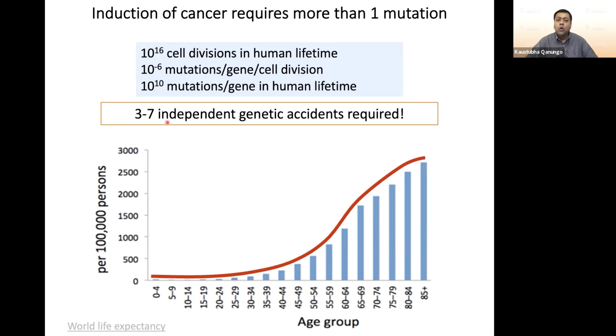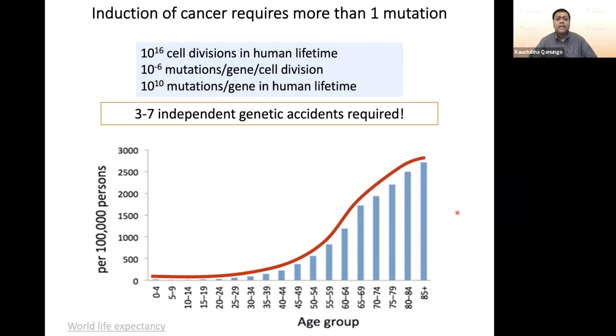And these are all independent genetic accidents. And again, this accident means it's a mutation. And if that happens, at least 3 to at least 7, then it can cause cancers. And that's actually a very good news in that sense. Otherwise, everybody will have cancer after a certain age.